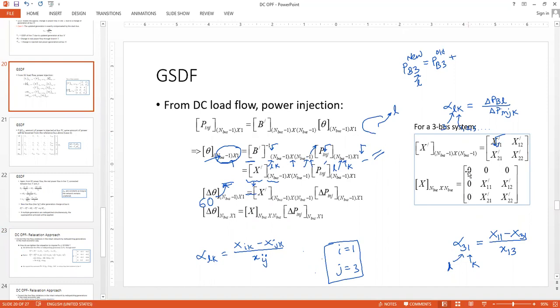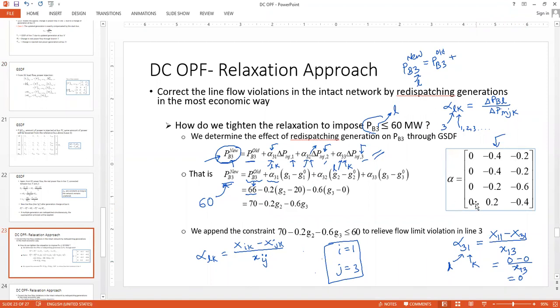Both of them are 0. I'm not taking the value of xij because it doesn't matter. So 0 minus 0 divided by small x13 is 0, so alpha 31 is 0. In this manner, we can calculate all the remaining entries of this alpha matrix. This is the process: you identify what is your I, you identify what is your j, you write down the formula for alpha lk, you identify what is your L and K, and then you simply calculate. I have shown alpha 31, which is 0, so it doesn't matter how much del P injection there is.